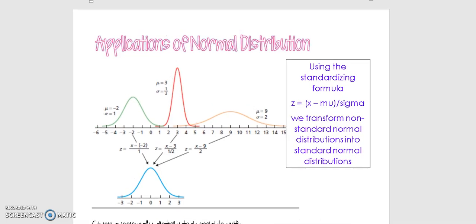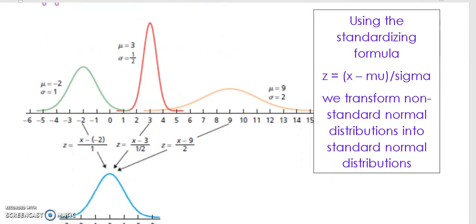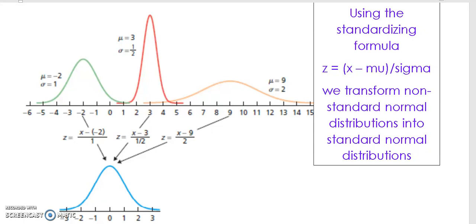Today I will be talking about applications of the normal distribution. As you can see in this first image that I borrowed from your author, we have three different normally distributed variables with given means and standard deviations. Each one of these variables, as you can see in these three z-score formulas, is being standardized or transformed with our z formula into a standard normal distribution so that we can use our table and find areas under the curve.